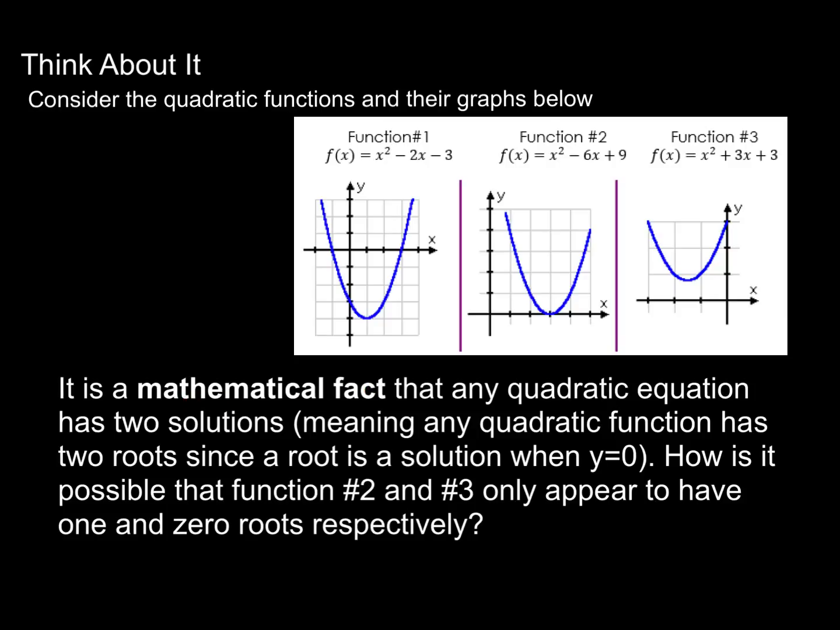It's been proven. I can prove it to you. What you want to do is some investigating as to how there could be a situation where you have a mathematical fact that you have two solutions, but when you look at the graph, you only see one or none. So my advice to you is to try finding the roots of these functions. Do some investigating, make sure that you've shown your work and given this a try.